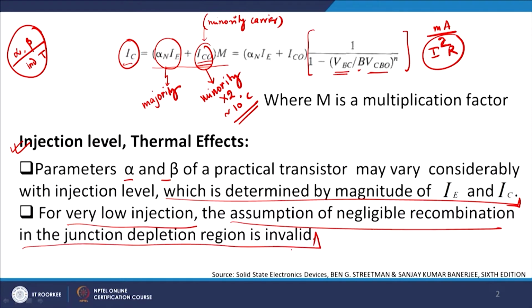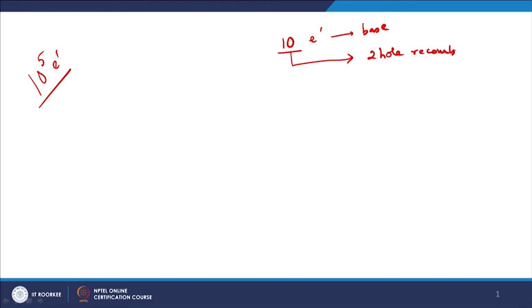I will explain to you what it means. Suppose in one case there is a low level of injection: you are injecting, say, 10 electrons onto the base side, whereas for a large injection we will have, let us suppose, 10 to the power 5 electrons being injected. If it is 10 electrons, then even if there are 2 holes in the base side which are recombining, you still have a 20% recombination, fine.